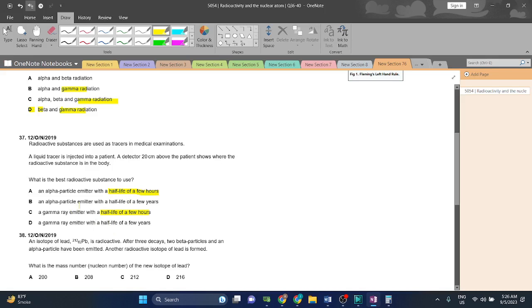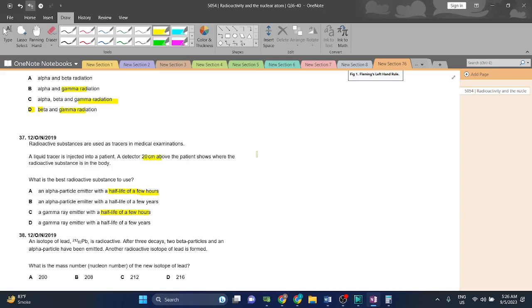Next we look at an alpha particle emitter or a gamma particle emitter. It should always be gamma, because it is an electromagnetic radiation, so it can be detected outside the patient's body, right? Detected 20 centimeters above. It should be detected outside the patient's body.